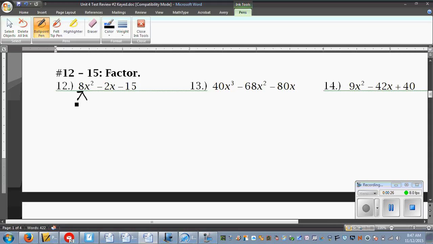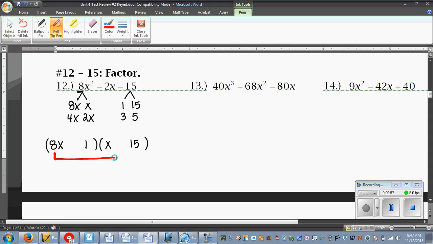And in order to do that, I'm going to split 8x squared into 8x and x, as well as 4x and 2x. And I go to the last number and I factor it into 1 and 15 and 3 and 5. And I'm going to set up 2 sets of parentheses. And I'm going to guess and start with the 8x and 1x. And I'm also going to guess and start with the 1 and 15. And the check comes from multiplying the outside 2 numbers together and the inside 2 numbers together.